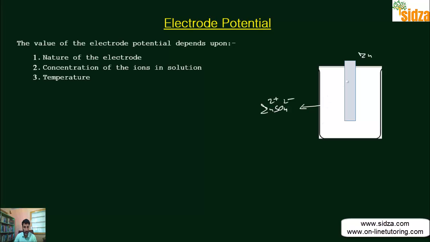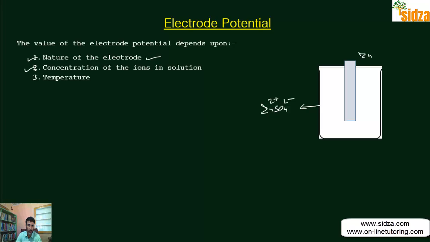The electrode potential of an electrode depends on the nature of the electrode. You know that copper is different than zinc. So the nature of the electrode is one factor, right? So the first factor is the nature of the electrode. The copper we know is different than the zinc, so they will have different electrode potentials.